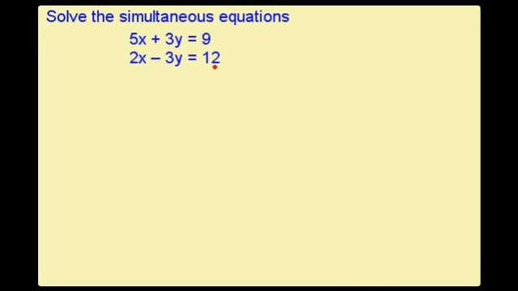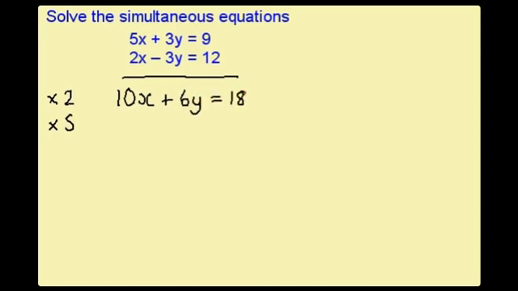To do this question, I'm going to use exactly the same technique. I'm just going to do it a little bit more quickly this time. So, I'm going to times the top one by 2 and the bottom one by 5. This gives me 10x plus 6y equals 18. And 10x minus 15y equals 60. Going to put my minuses in.